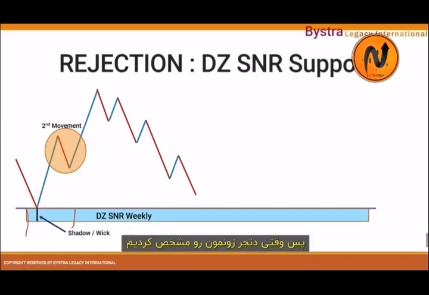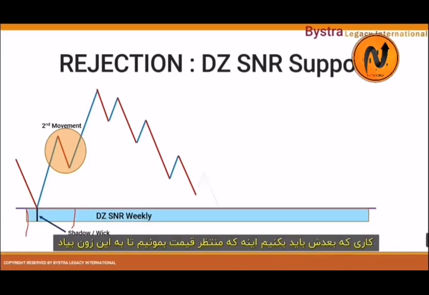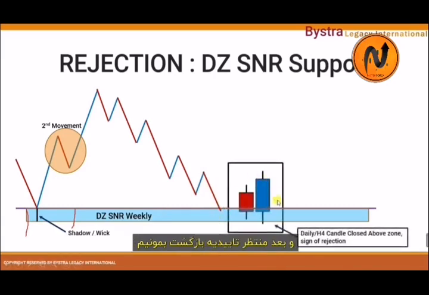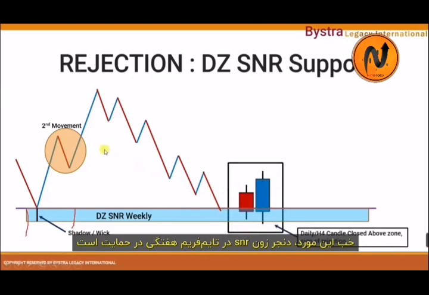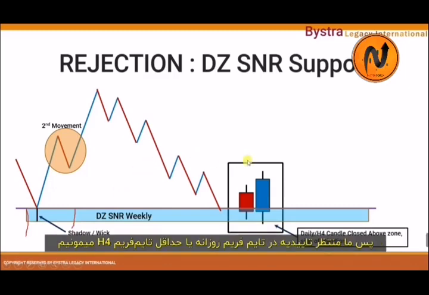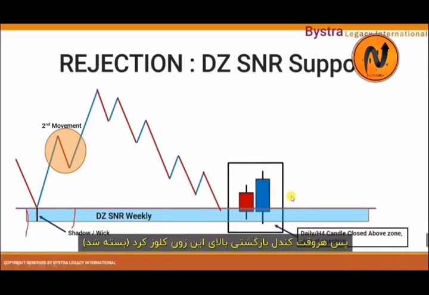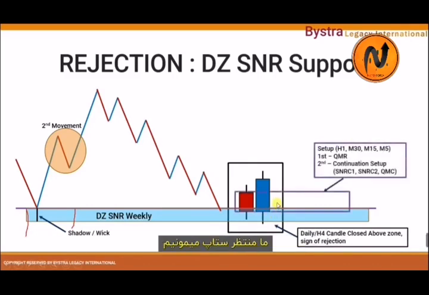Once we have marked our danger zone, the next thing we need to do is wait for the price to come into this zone and wait for the rejection confirmation. In this case, this is the danger zone SNR weekly time frame at the support. We wait for the confirmation on the daily time frame, or the H4 time frame at the least. Once there's a rejection close above this zone, we wait for the setup.